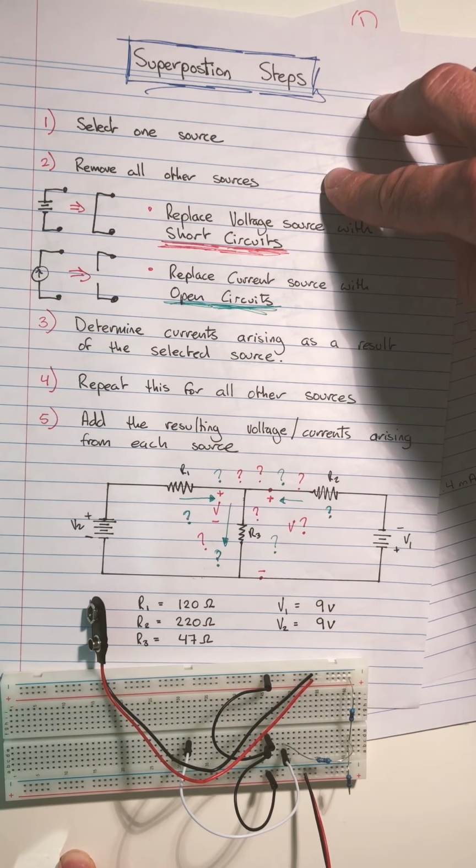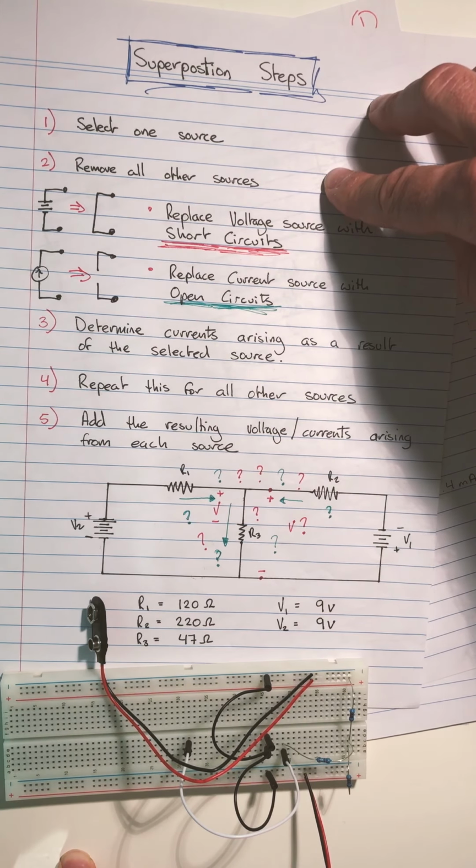When removing a voltage source, we'll replace it with a short circuit, and when replacing a current source, we'll replace it with an open circuit. From there, we're going to determine the currents arising as a result of the selected source. Repeat this for all other sources, and then with that data we're going to add the resulting voltage and currents arising from each source.